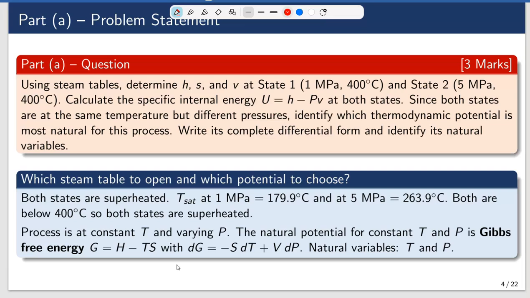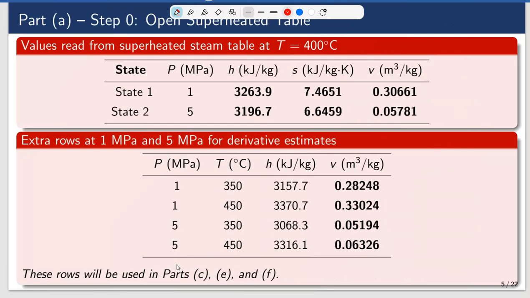So both states are superheated, and the process is at constant temperature. So I am varying only P. So the natural potential for constant T and P is Gibbs free energy. So that is G is equal to H minus TS, with dG is equal to minus SdT plus VdP. So natural variables here are T and P. So now based on that we'll calculate.